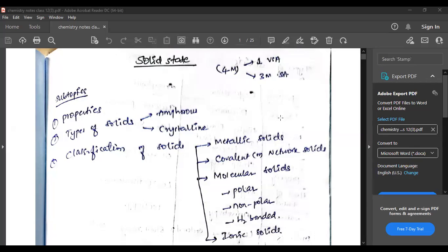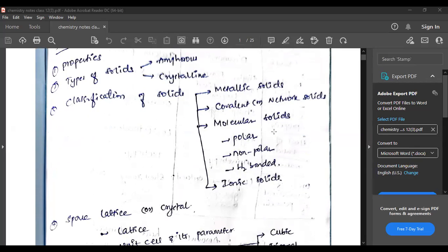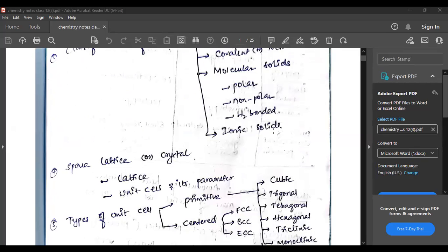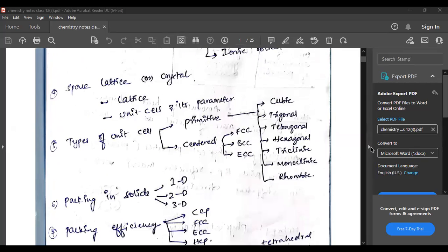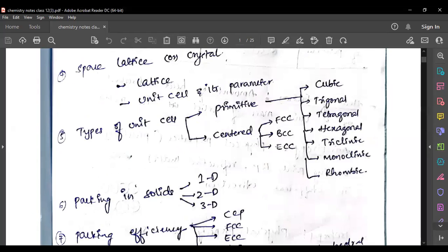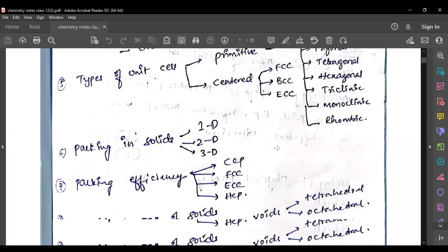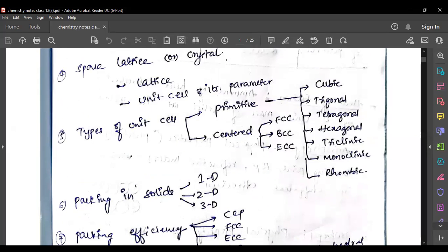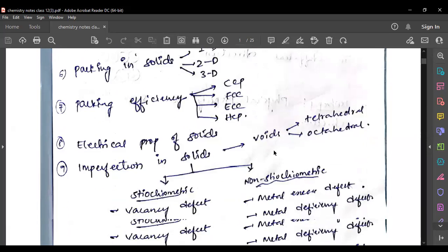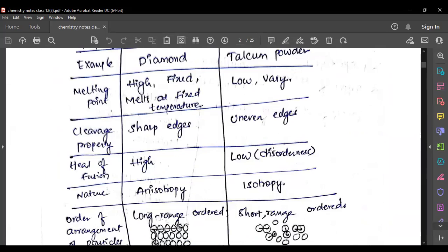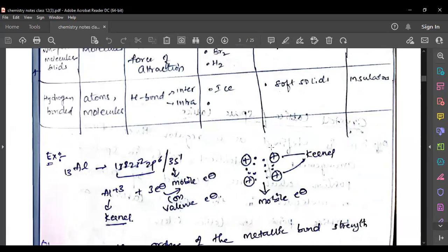So till the last class we finished the classification of solids, space lattice, and types of unit cells, right? And we have done some numerical problems on packing efficiency, the types of unit cells, and the density formula also. So today we'll continue with the other topic, then we'll do some more numericals, okay?